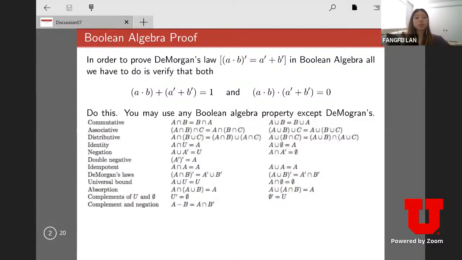In order to prove De Morgan's law, we have to prove the following two statements. First of all, can someone explain to me why that is true? Why is it that in order to prove De Morgan's law, which is this thing up here, we need to prove the two statements down there? Any ideas?